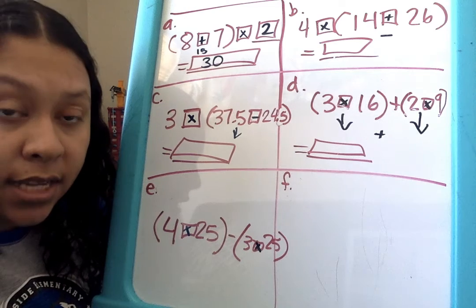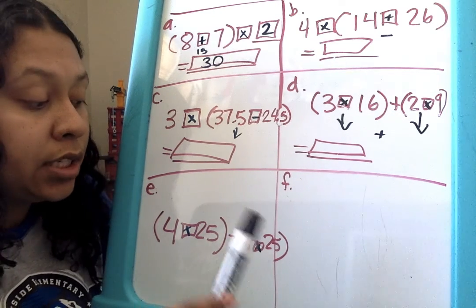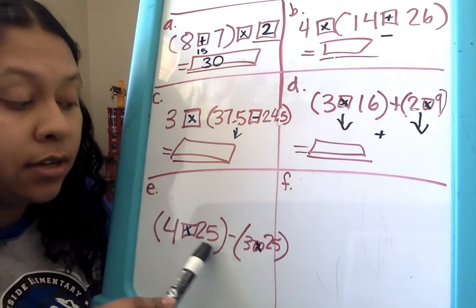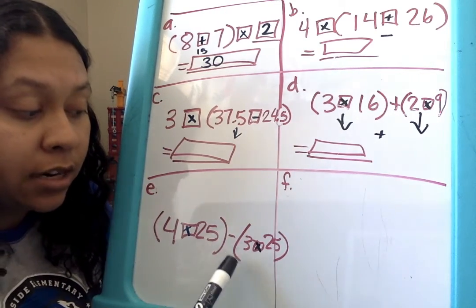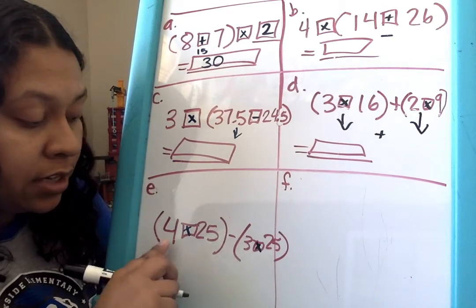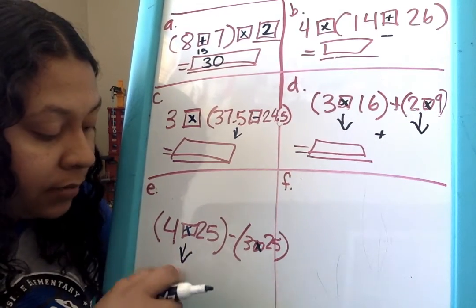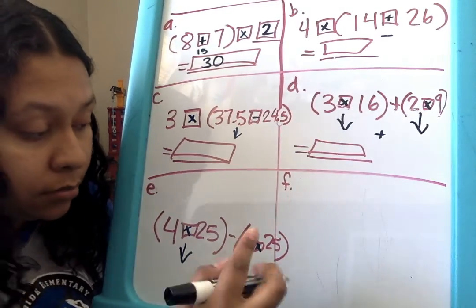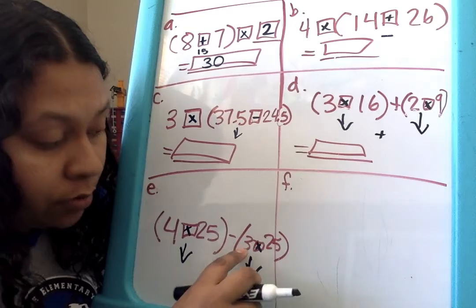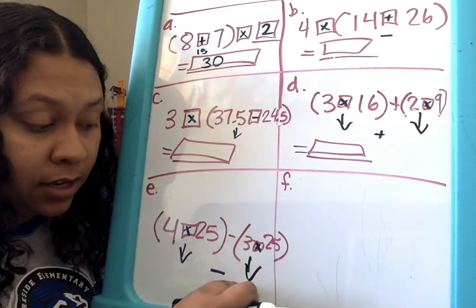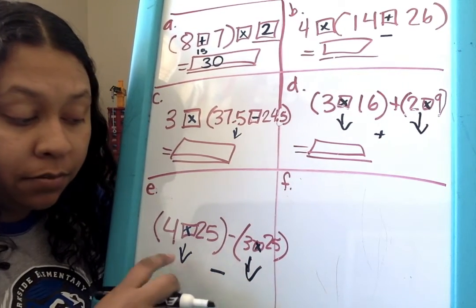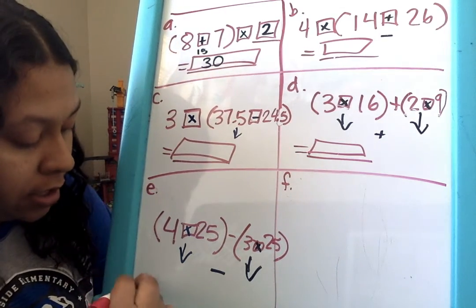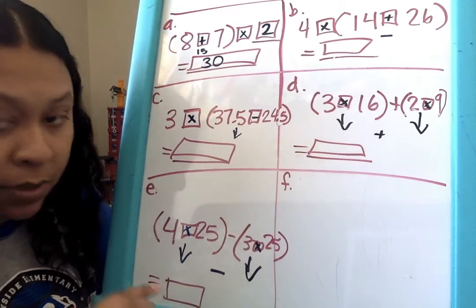So now the final answer says the difference is the answer of subtraction. So the difference of 4 25s and 3 25s. So whatever answer you get for 3 times 25, you would subtract that from the answer of 4 times 25. Then you would plug in your answer in that blank below.